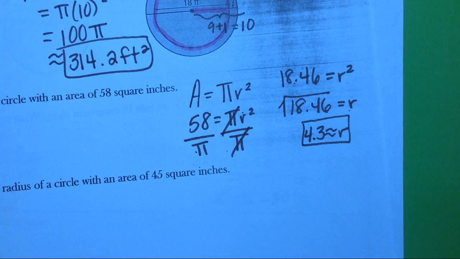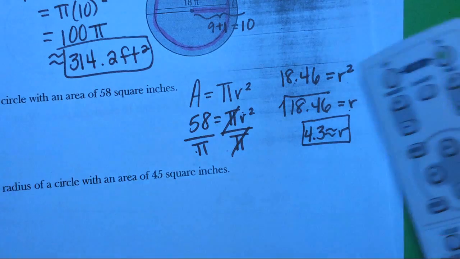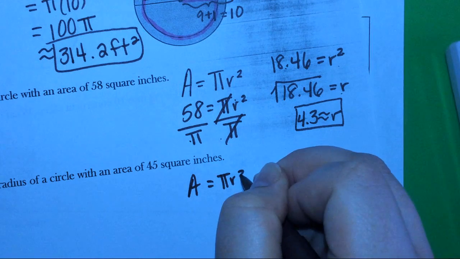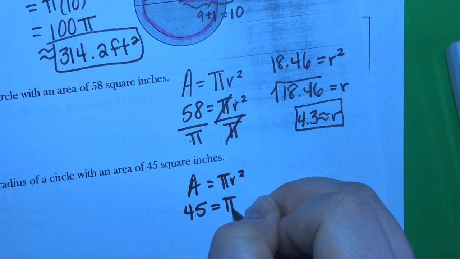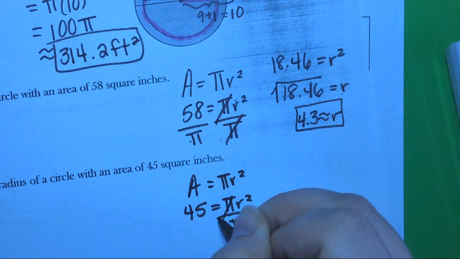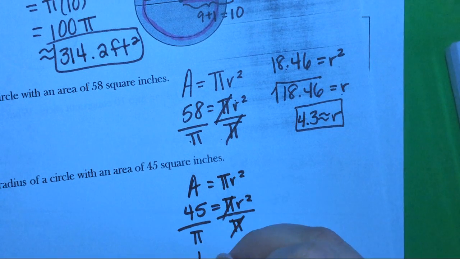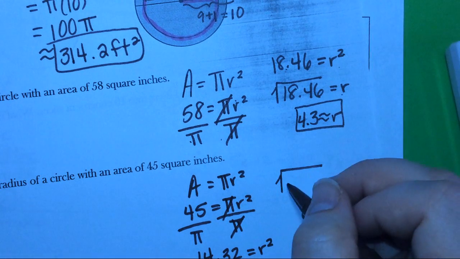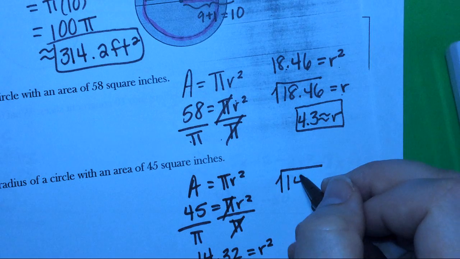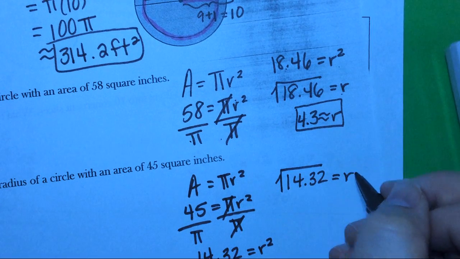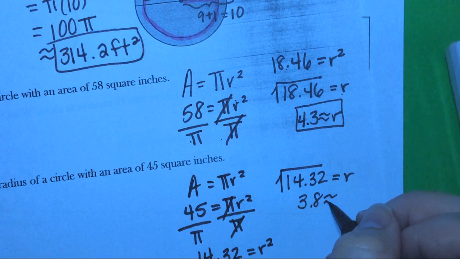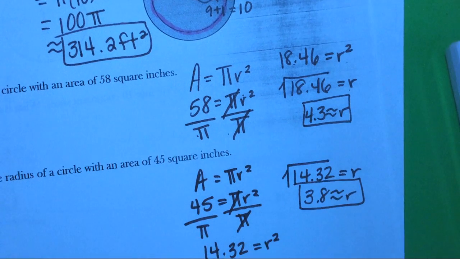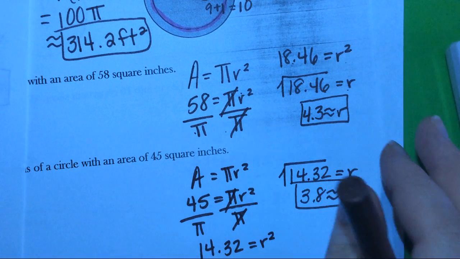Okay, you try the next one, and for real this time, you won't see what I get. Shout out when you got it. Did you divide by pi? Same.